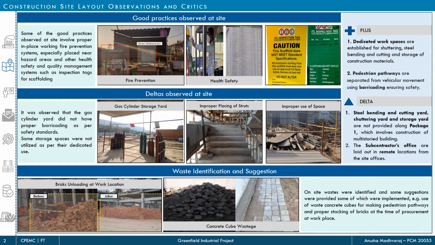Here we'll be seeing some of the good practices and deltas that are observed at site. Firstly, proper fire prevention system, health, safety and quality management systems such as inspection tags for scaffolding were provided. As a part of deltas, proper safety barricading was not provided for gas storages, and improper use of support system for scaffolding and improper use of allocated spaces were observed, as shown in the images.